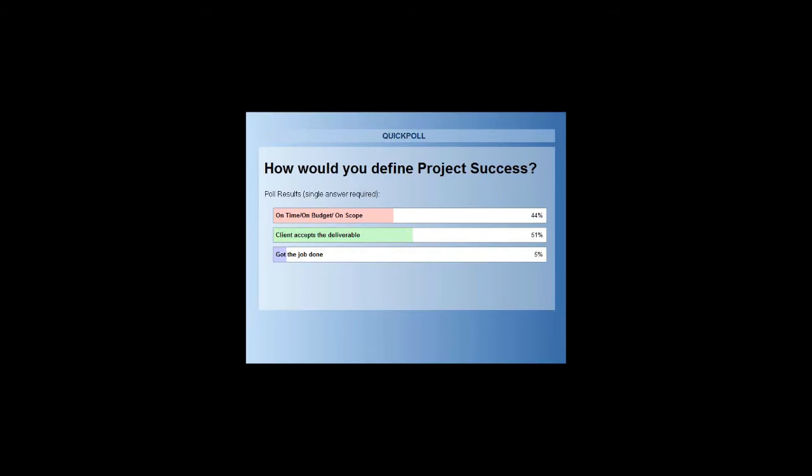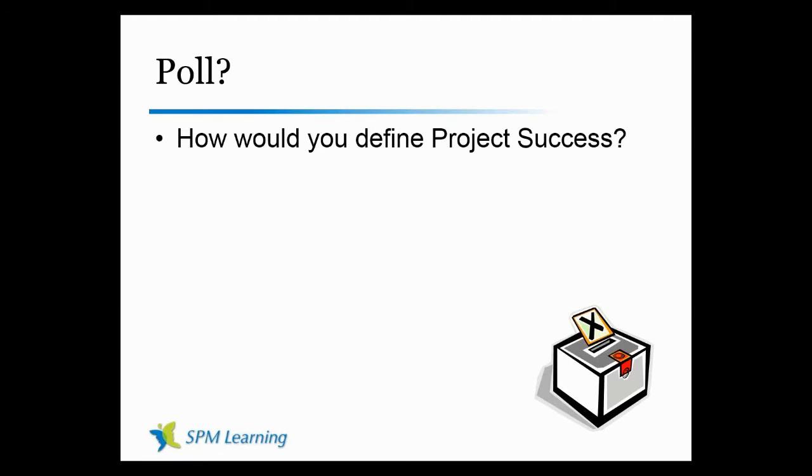So let's take a look at those results. 44% said on time, on scope, on budget. 51% said client accepts the deliverable, and 5% get the job done. All right, beautiful results, love it. Now, this is very typical of the type of results that we get when we ask this question. And in my mind, I think the correct answer is number 2. The client accepts the deliverable.